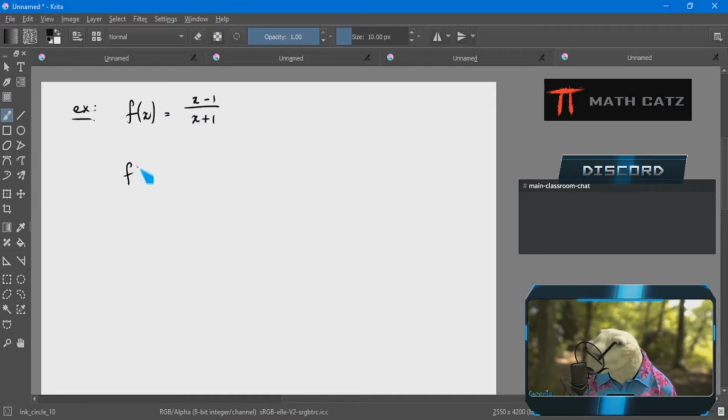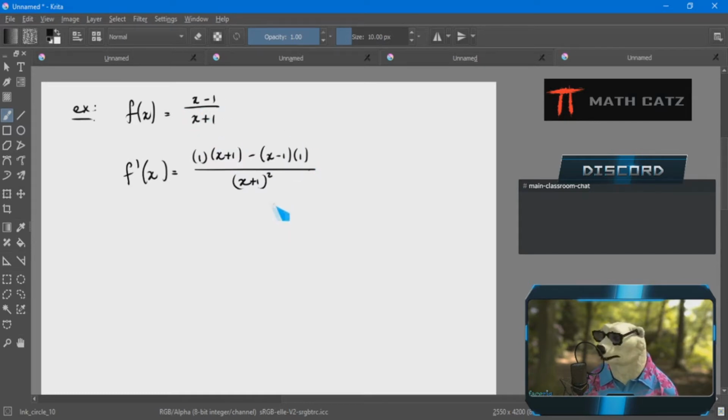The downside is that if I have to find the derivative, this is going to be a quotient rule, unfortunately, which in application isn't terrible. The bottom squared, derivative of the top times the bottom minus the top times the derivative of the bottom. I picked easy polynomials, so this derivative isn't terrible.